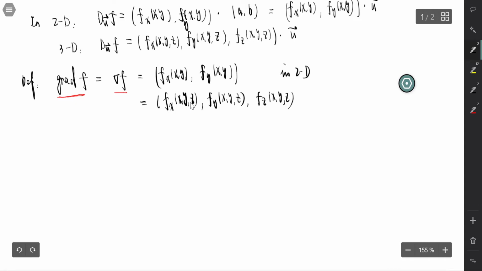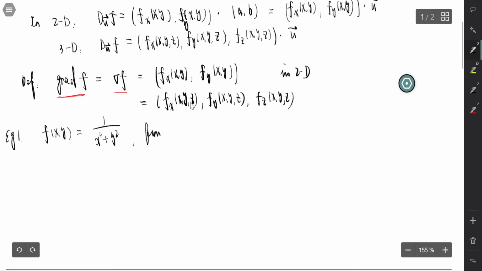All the partial derivatives determine a vector. This vector is called the gradient vector. Let's see an example. If f(x,y) equals 1 over x squared plus y squared, find the gradient of f.